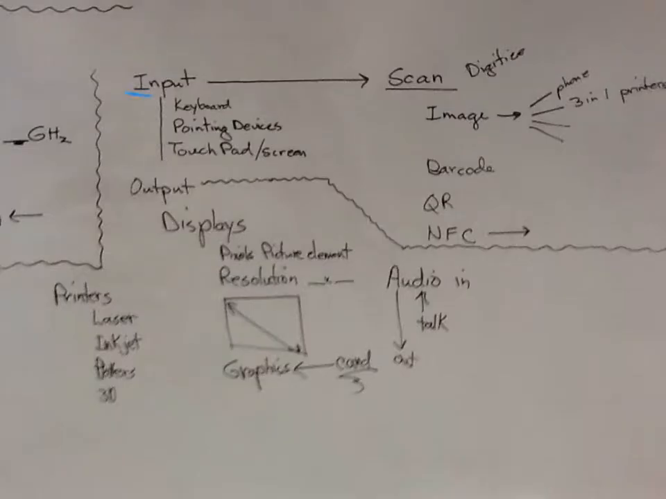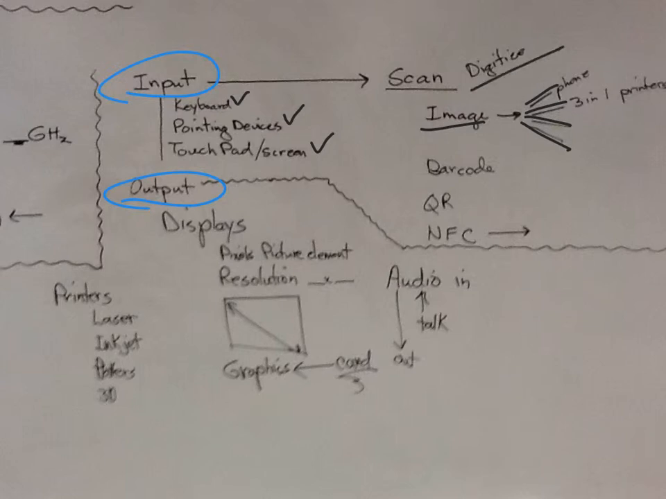We talked about input devices and output devices. For input, we have some standards. We've got a keyboard, pointing device, touchpad, touchscreen. Then we divide these up. We can scan an image. You can scan it with your phone. 3-in-1 printers will scan. You can have a regular scanner and so forth. It digitizes that image in the computer so you can manipulate it, work with it, put it into some other device. You can do a screen capture. There are all kinds of ways to get an image.